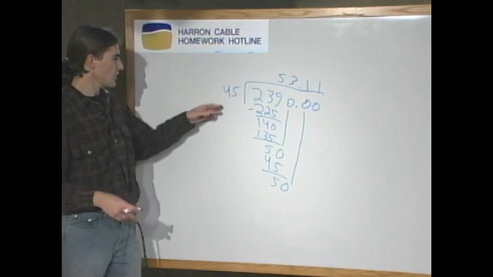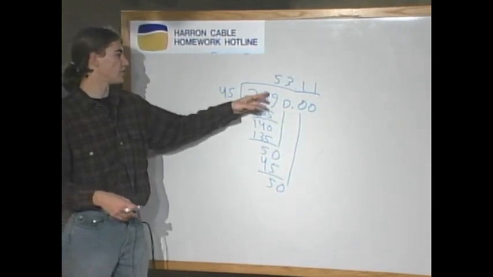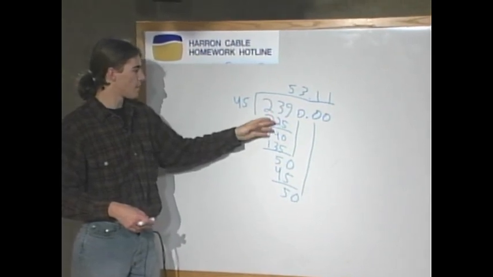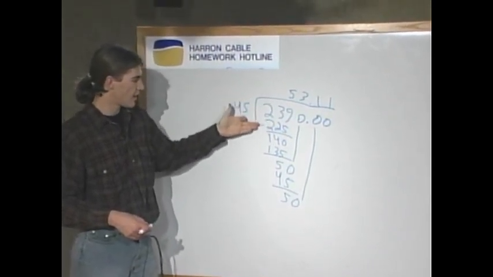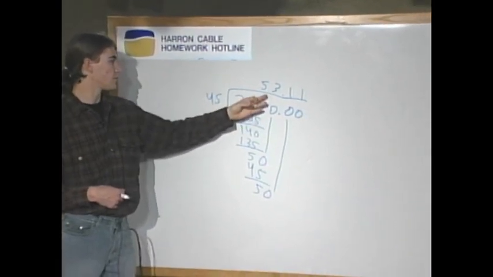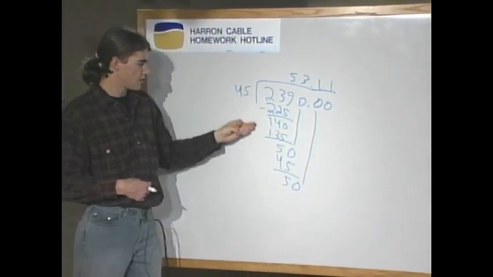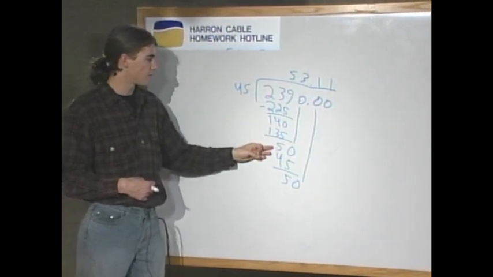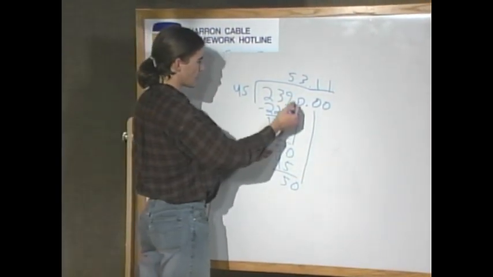Okay, 45 goes into 239 5 times. 5 times 45 is 225. Subtract 225 from 239 and you get 14. 45 goes into 140 3 times. 3 times 45 is 135. Then 140 minus 135 is 5. So now, you bring down the 0.